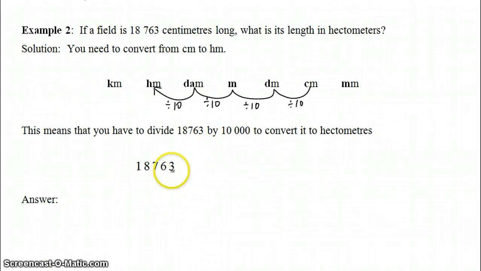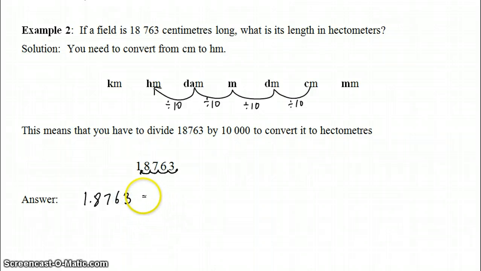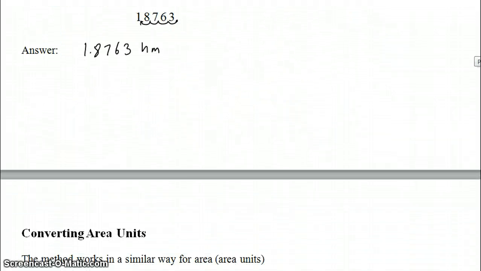So the decimal in 18763 is at the far right, and we're going to slide it 1, 2, 3, 4 units to the left. Notice we count the number of jumps. So our answer is 1.8763 hectometers. And again, hectometers would be 100 meters.